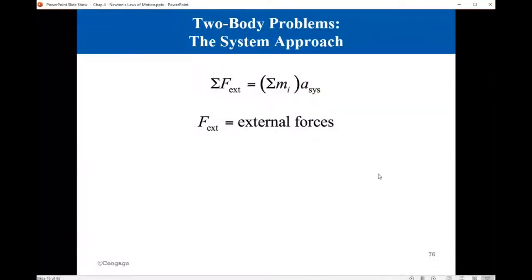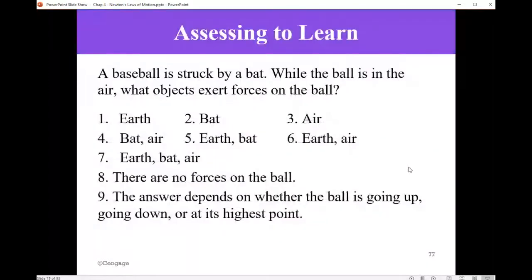For two-body problems, we determine the net force. We use vector algebra and add the masses, and the net force is equal to the net mass multiplied by the acceleration of the system. So we still apply Newton's second law of motion.